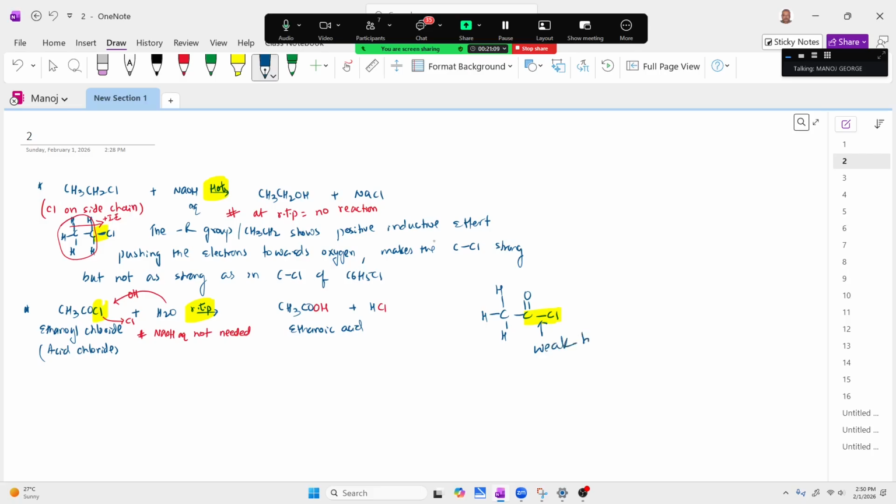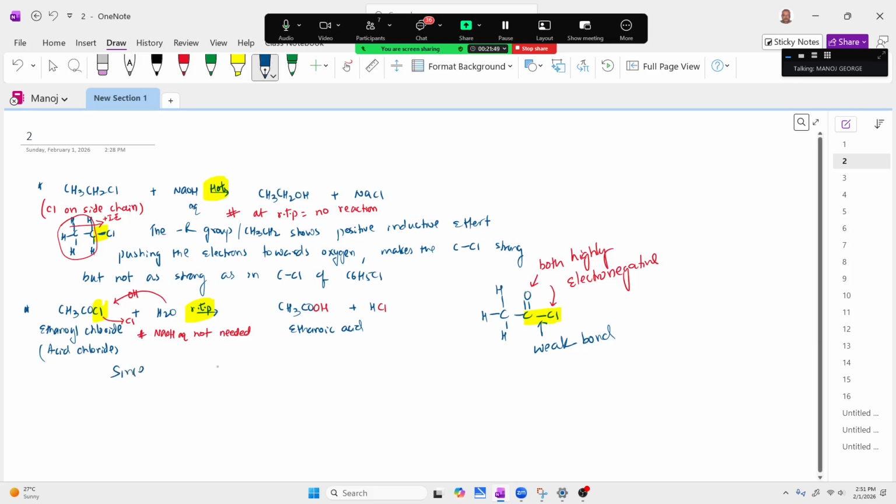This is a very weak bond. Why is this a weak bond? It is breaking very easily. So very good. Understand this way: both oxygen and chlorine are highly electronegative, correct? Both are highly electronegative. So what is happening? Oxygen is pulling the electron towards itself. Chlorine is pulling the electron towards itself. So you understand carbon is electron deficient here, correct?